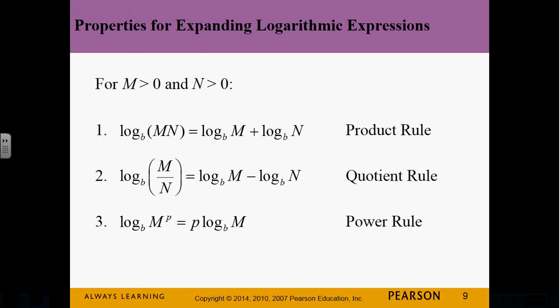All right, so here are all the properties written out. Product rule, quotient rule, and power rule. We have no frowny face rule. I guess we could do a frowny rule.